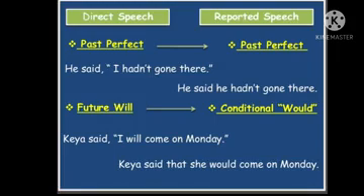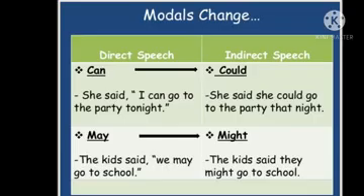For example, Kaya said, I'll come on Monday. Kaya said that she would come on Monday. Will changes into would. You can see the change in the modals. In direct speech, if we have can, in indirect speech it will change into could. Then may will change into might.